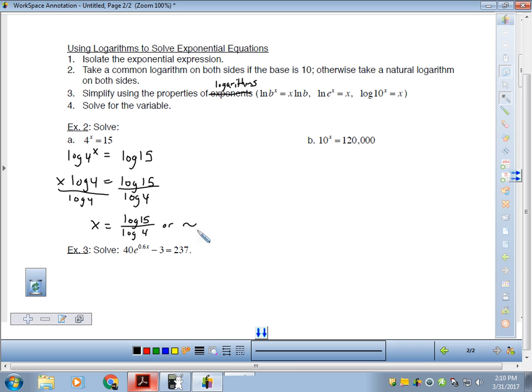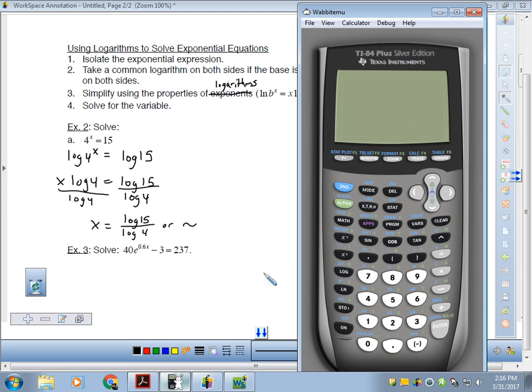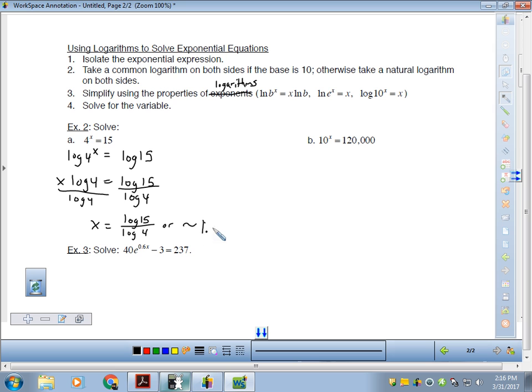But we can also give a decimal approximate if we go to our calculator. So log of 15 divided by log of 4. That comes out as 1.953. So that's our approximate answer.